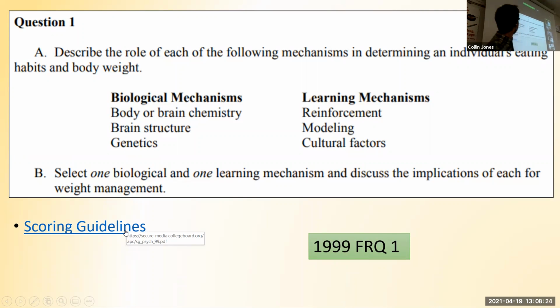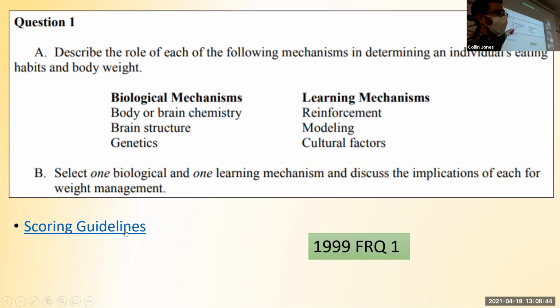So for this one, what part of the brain is in charge of your eating habits? Deals with your metabolism, not the thalamus. You've got to get hype for the hypothalamus. So you would have to talk about the lateral and the ventromedial hypothalamus to get points for this free response.